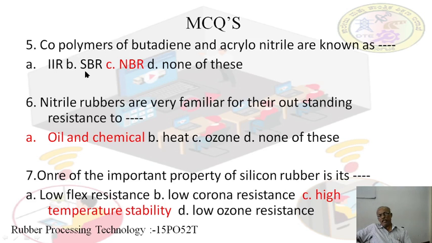Then SBR is styrene and butadiene. This is not the correct answer. Then NBR is a copolymer of butadiene and acrylonitrile. So the correct answer is NBR.